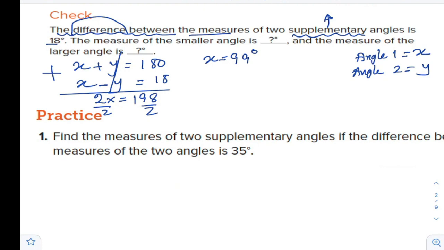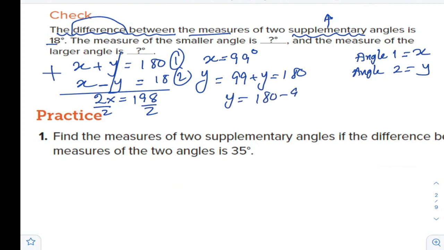degrees. So if the first angle is 99, what is the second angle y? Either you can know that the sum is 180, or you can replace in equation 1 or 2. I prefer replacing in equation 1. So 99 plus y equals 180. So y is 180 minus 99, which is 81 degrees.